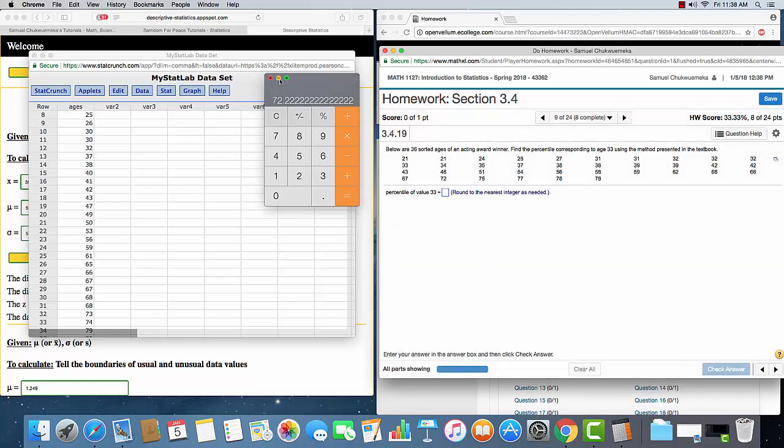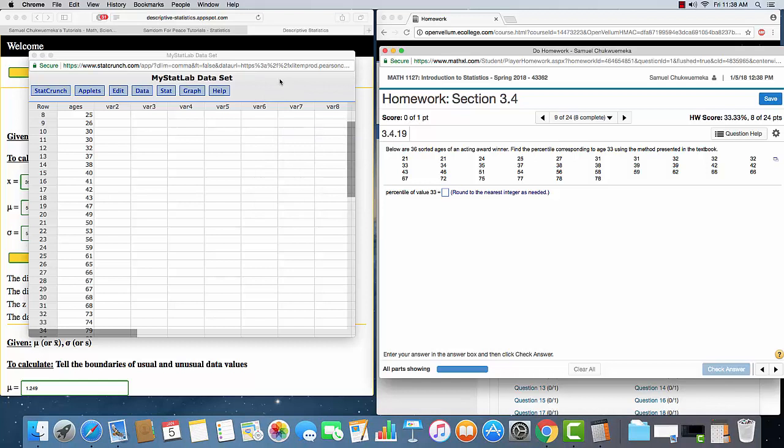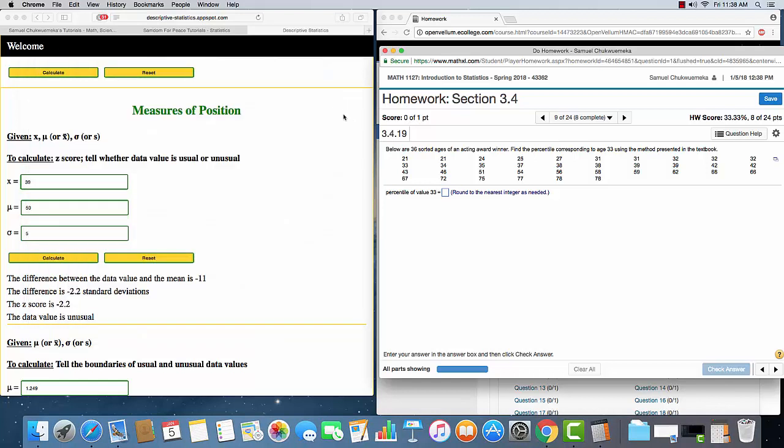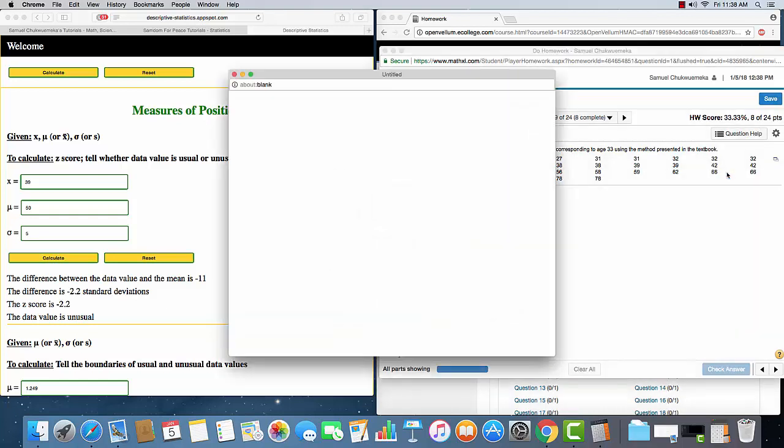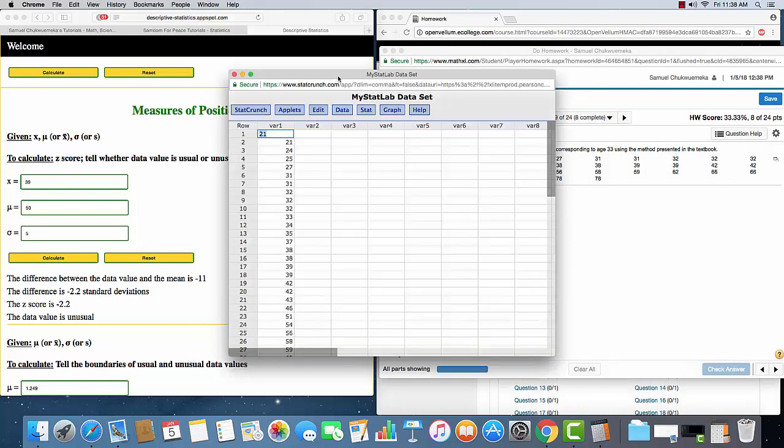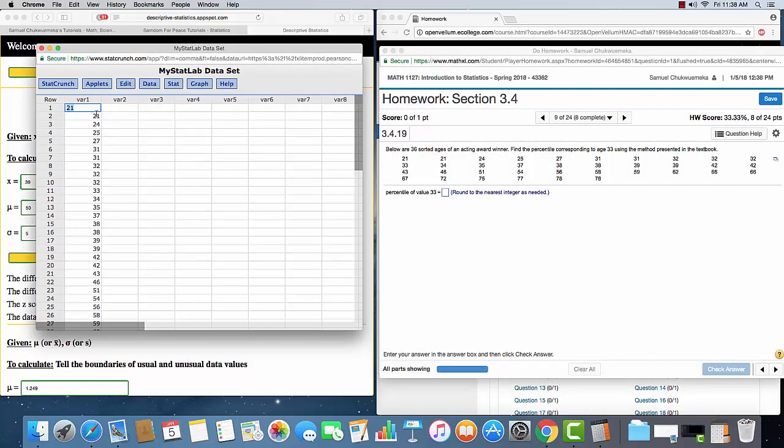I'll minimize this. Close this. Question 9. We do the same thing for question 9. Open in Statcrunch. It is already sorted. We see here is 10. 10 people are younger than 33 years.